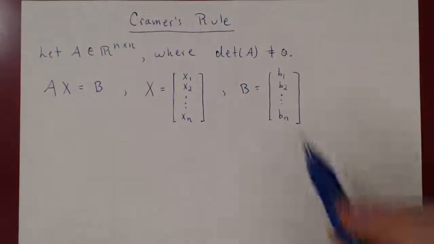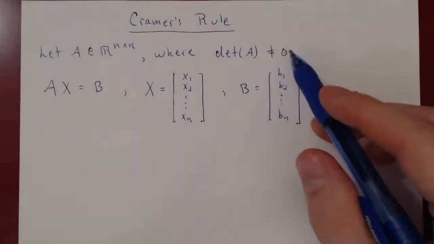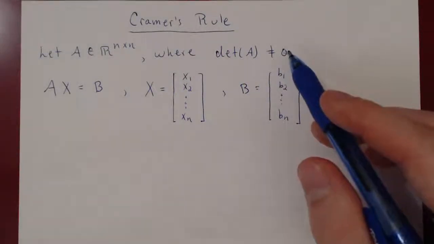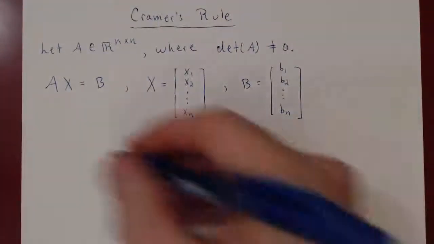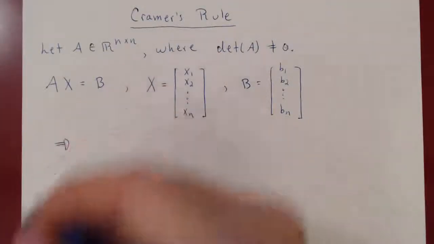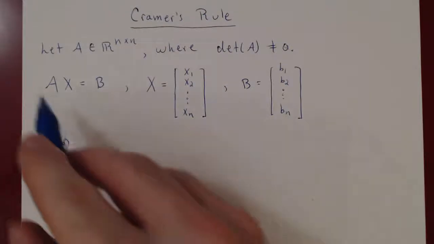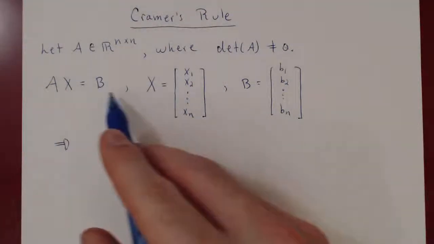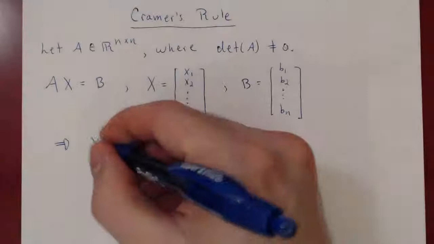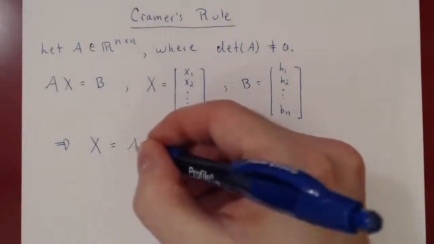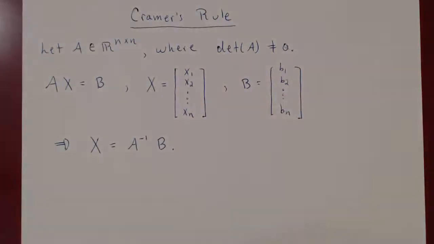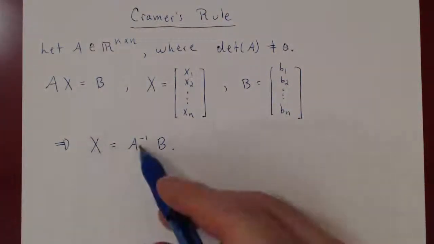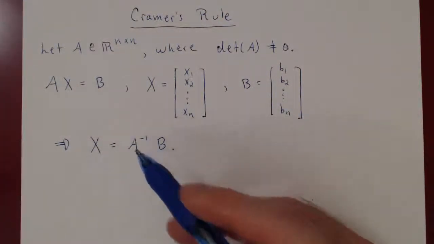We know that if the determinant of A is not zero, the matrix A is invertible, and we know by consequence that the system has a unique solution. If we multiply on the left of both sides by A inverse, the unique solution vector x is given by the inverse of A times the column vector b. So we can solve the system using the inverse of A.